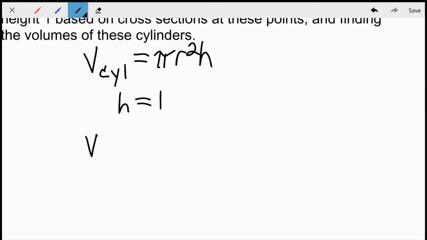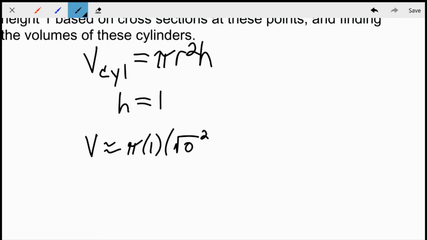So when I'm evaluating my overall volume and I approximate it with these cylinders, remember I have 5 cylinders. I know that I've got pi in every one of these cylinders, and I've got a height of 1 in every one of them. And then what I'm going to put inside my brackets this time are all of my radii squared.